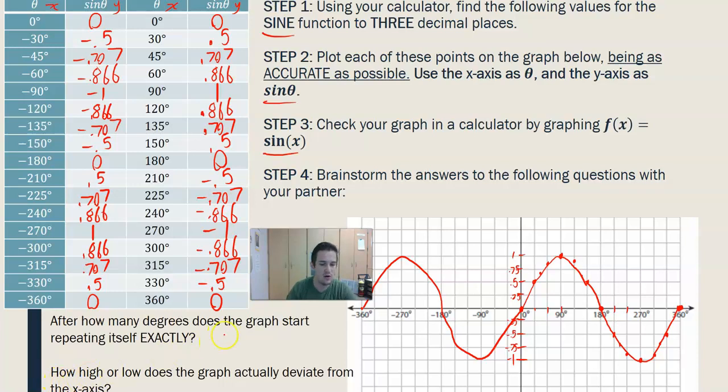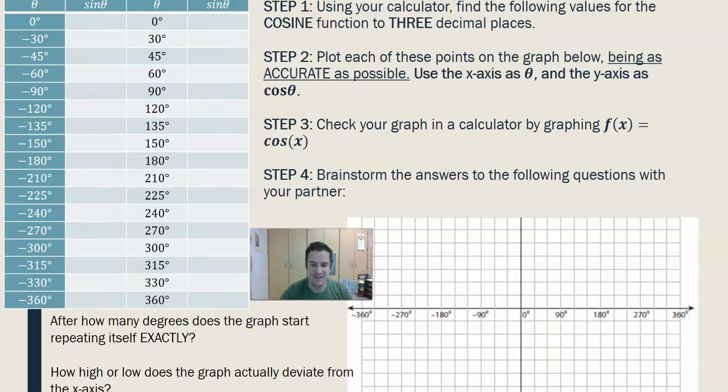Then it says how high or low does the graph actually deviate from the x-axis? Well, at its highest point anywhere on the graph, I only go as high as 1 on the y-axis. And then I go as low as -1 on the y-axis, if you see that. So the farthest that I get away from the x-axis going up and down on the y is 1 unit in either direction. So that's a sine function. That's a sine wave. Let's move on to cosine.